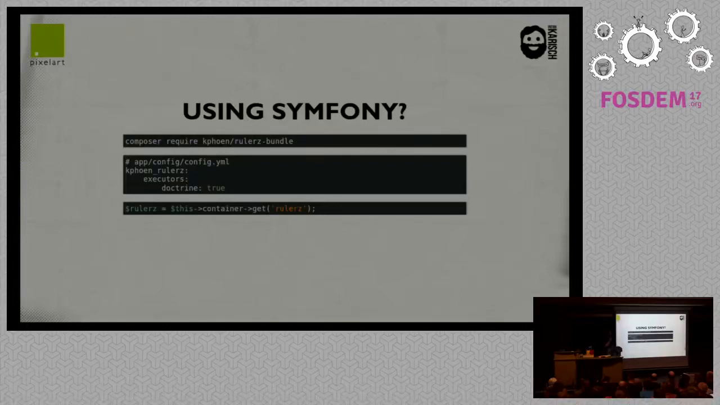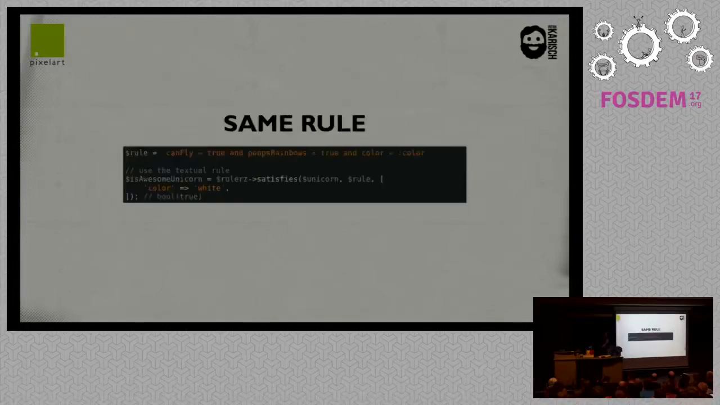So let's get back to our awesome unicorn business rule. Yeah, here we have the rule. It doesn't look like the class before. Doesn't matter now. So we have the rule: can fly is true, and poops rainbows is true, and color is the prepared parameter color. Looks like SQL, doesn't it?